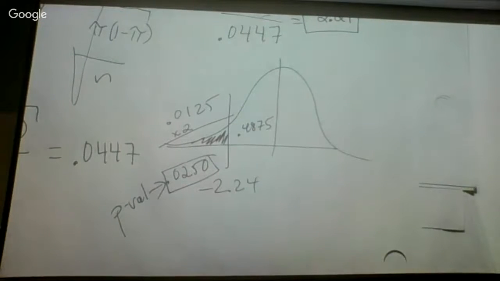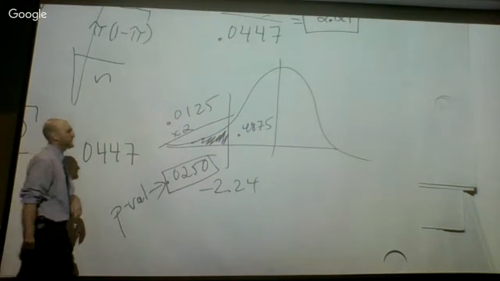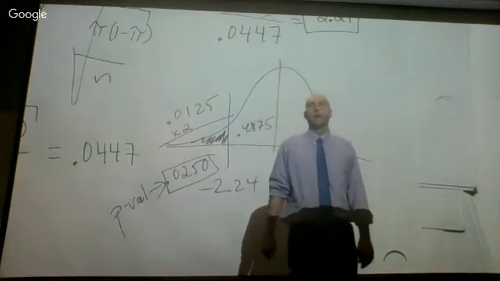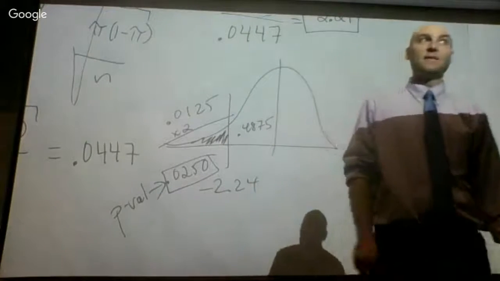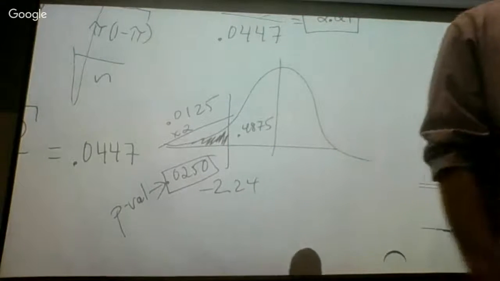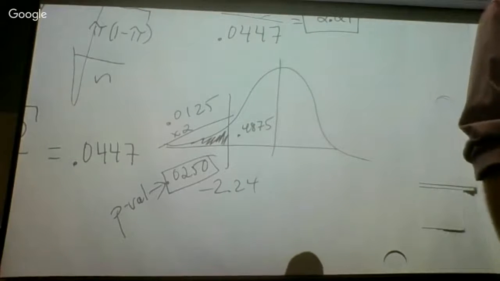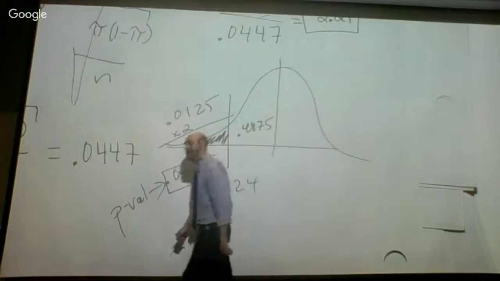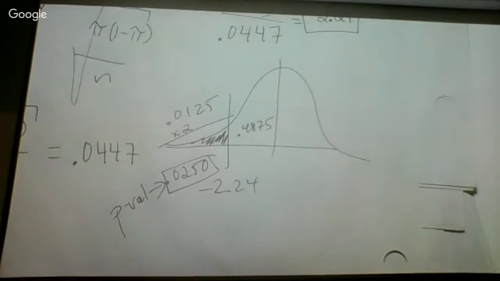So if it's 1 tail, it's just the value that you get the first time. It's a 2-tail test, multiply it times 2. However you want to write that. So it's the number of tails times the area cut off by the test statistic. All right. Let's run it.